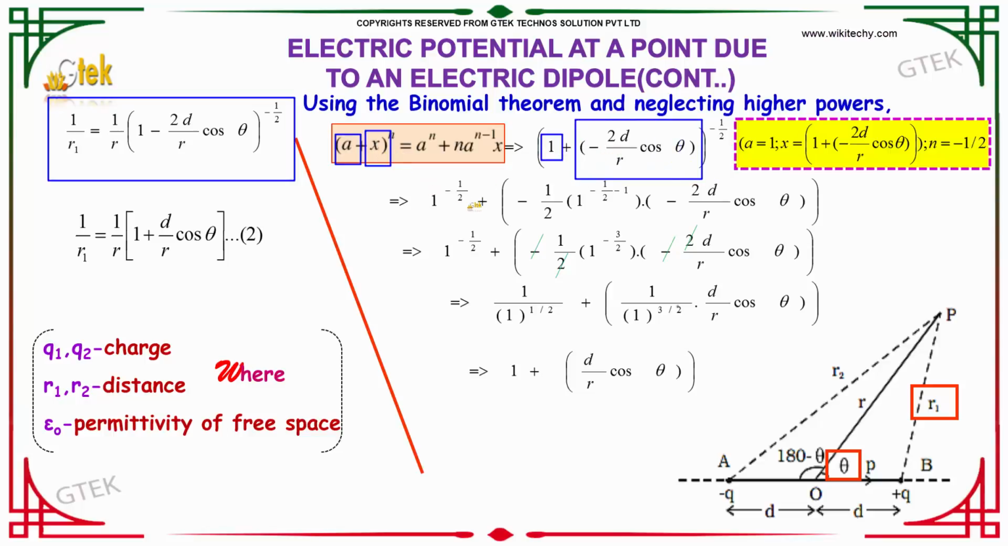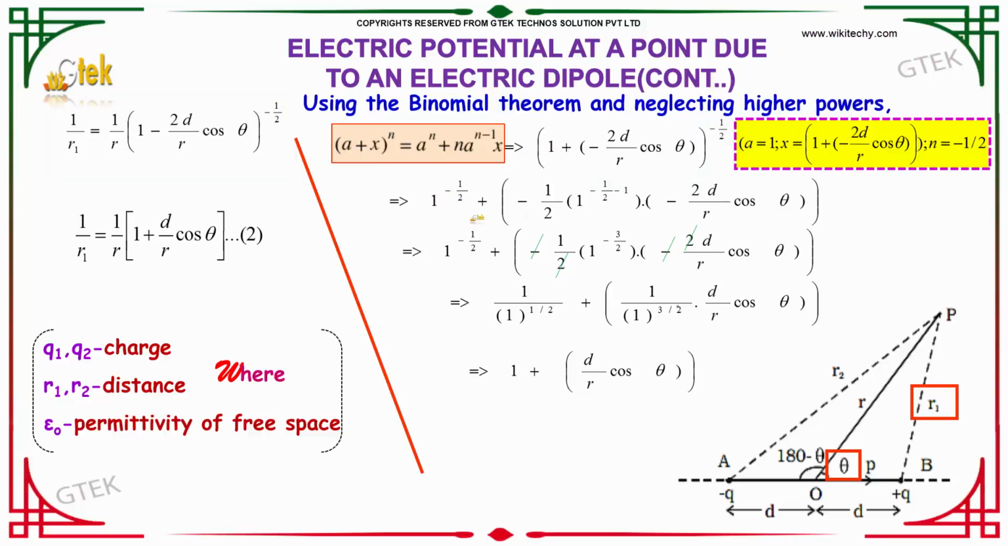So applying this formula over here, it will become: this A is 1 and this N indicates minus 1 by 2, that is minus 1 by 2, A to the power of minus 1 by 2 minus 1 multiplied by X. Over here X is minus 2D divided by R cos theta. So cancelling 2 and 2, minus into minus becomes plus.